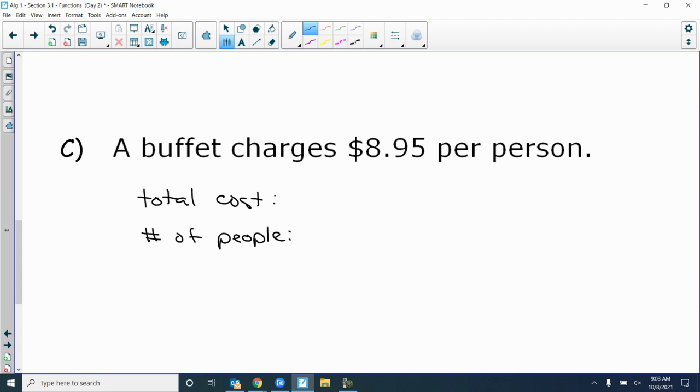Which one depends upon the other one? Awesome. Total cost depends upon the number of people. So number of people is independent. Total cost is dependent. So you've got to take a situation and say, all right, what depends upon the other? And that cost, I honestly can't think of a case where it hasn't been the dependent variable. I don't want to say always, but in my experience it's usually the dependent, because it depends upon how much groceries you buy or how many people attend the buffet. It always depends upon something.